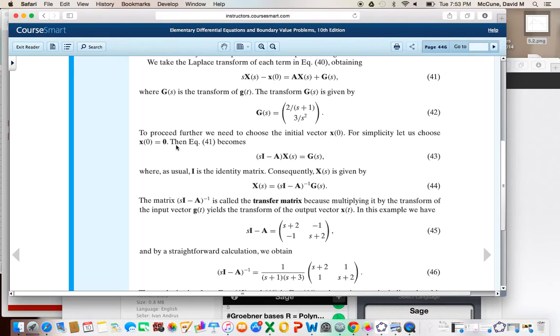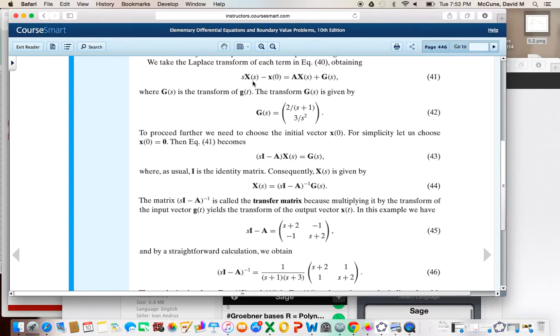Okay, so once you make your choice that x of 0 is the 0 vector, you get sX(s) equals AX(s) plus this stuff. And then notice that the book's next step is it subtracts AX(s) from both sides. So you have sX(s) minus AX(s).